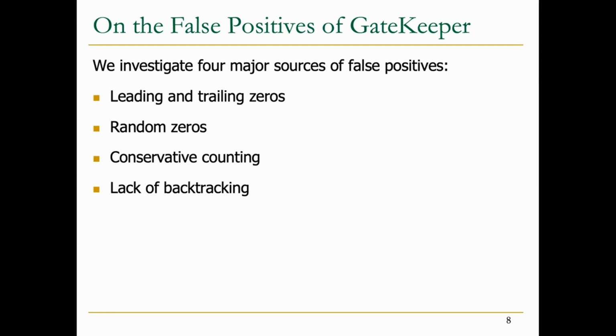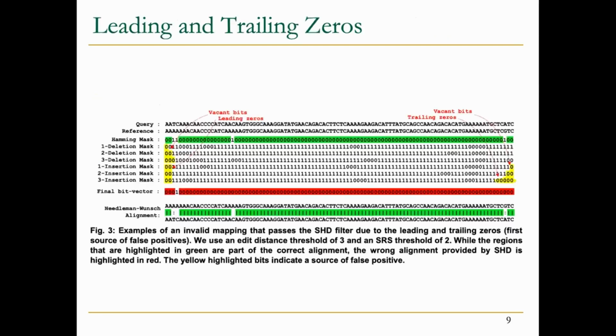They are dissimilar. The number of differences already exceed the threshold. And we figure out five main sources of false positive or false accept rate in GateKeeper. The first source is leading and trailing zeros. The second source, random zeros. Third source, conservative counting. And then the fourth source is lack of backtracking.